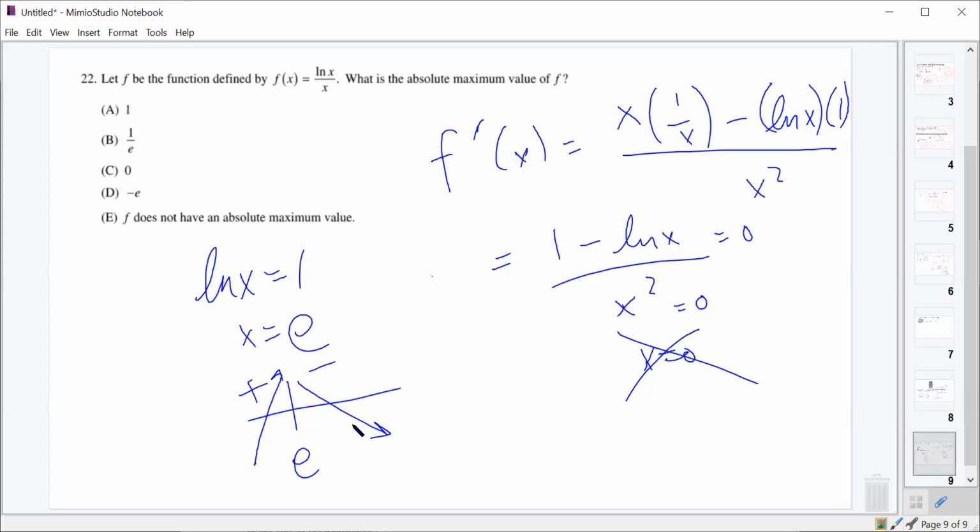But then you look at the answer choices and you go, oh my gosh, there's no value of e. And that's what a lot of people do here because they don't carefully read. What is the absolute maximum value of f? Not where does it occur? The max occurs at e. But the actual max is f of e.